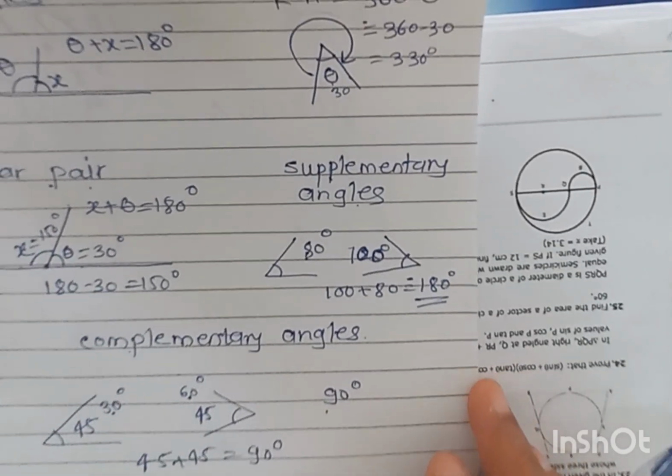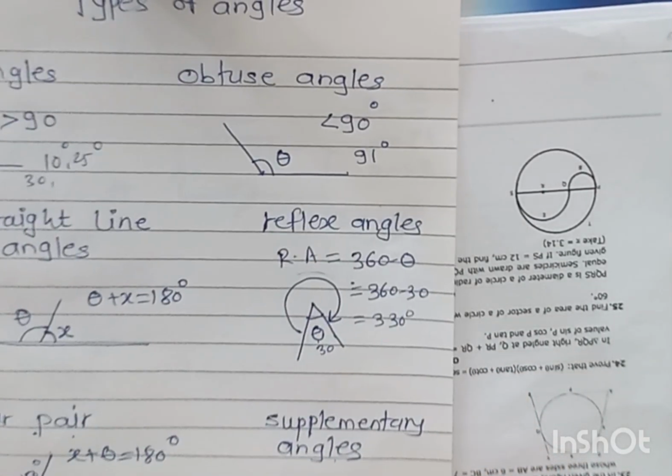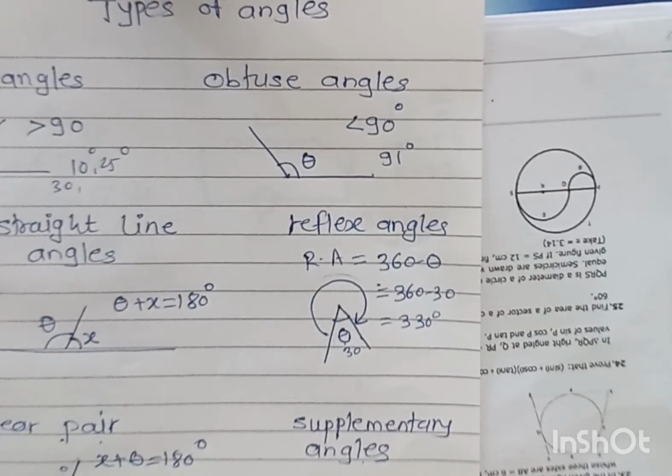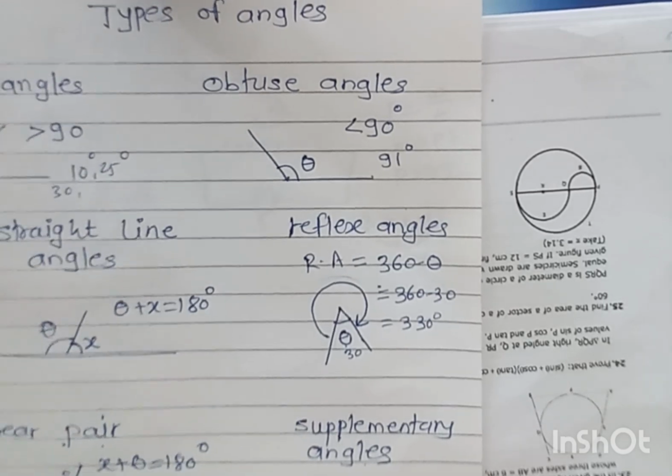So these are the types I covered under the types of angles: acute angles, obtuse angle, straight line angles, reflex angle, linear pair, supplementary angles, as well as complementary angles.